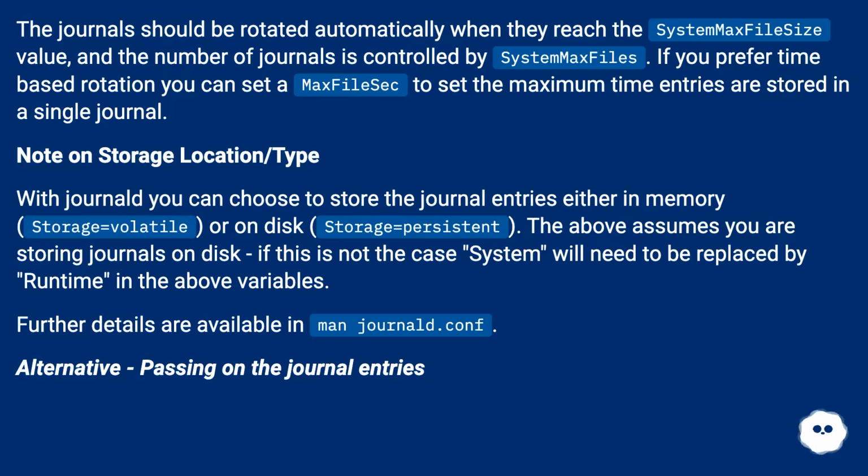With journald, you can choose to store the journal entries either in memory, Storage=volatile, or on disk, Storage=persistent. The above assumes you are storing journals on disk. If this is not the case, System will need to be replaced by Runtime in the above variables. Further details are available in man journald.conf.